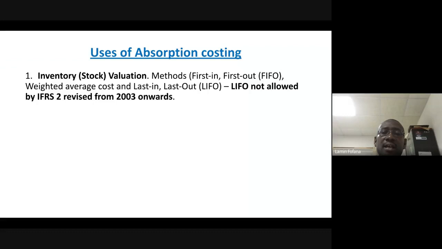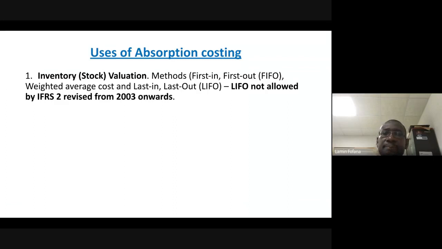But according to IFRS 2, LIFO is not allowed. I think we've seen that. Last in, first out is not a method that the international accounting standards recommend. Instead, they recommend first in, first out, and weighted average methods.